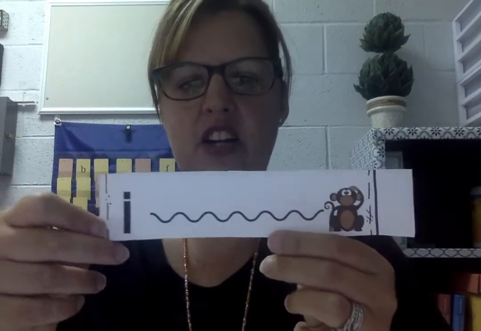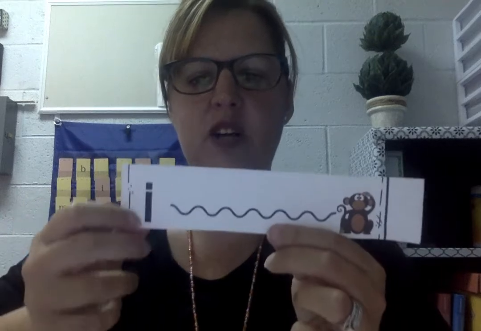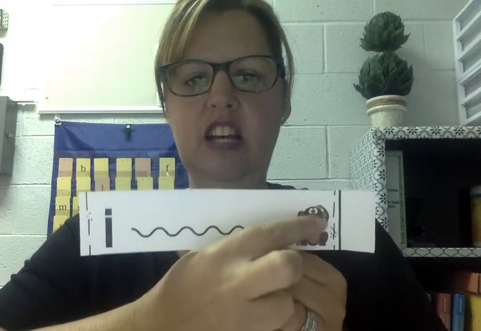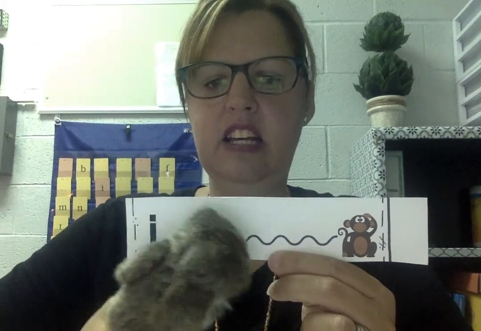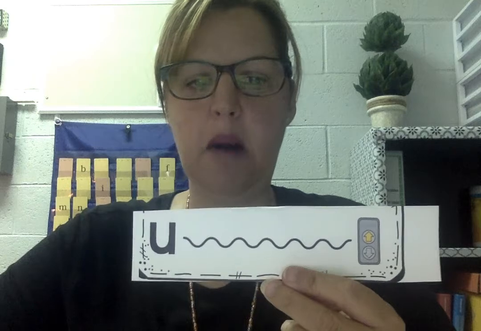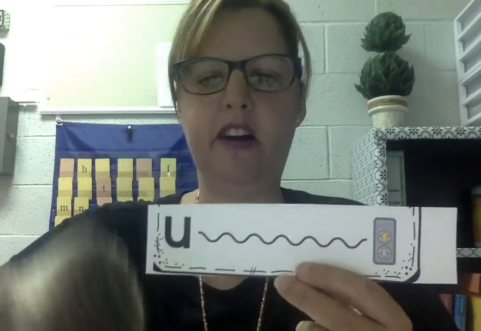So if I have my letter I and the monkey has an itch, we're going to say I, itch, I. Let's try that together with Baby Echo. I, itch, I. Let's try that with our U, and it's going to be up, like we're putting that umbrella up. U, up. Let's try that. Try it with Baby Echo.